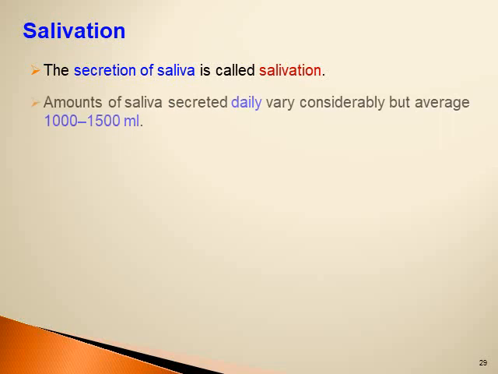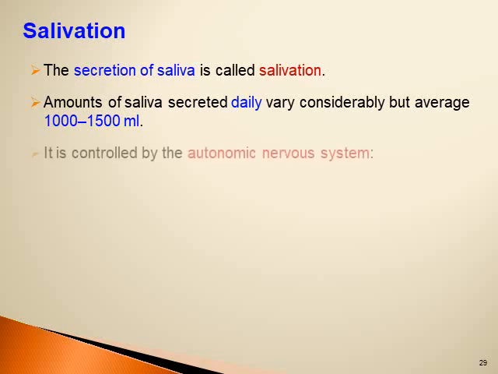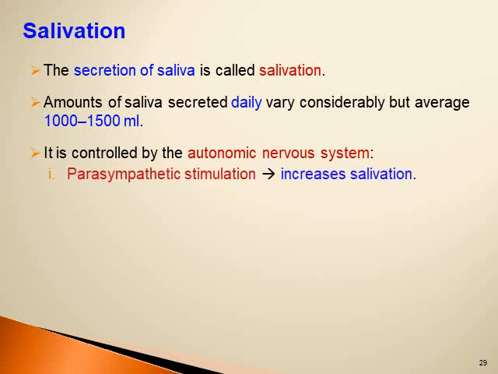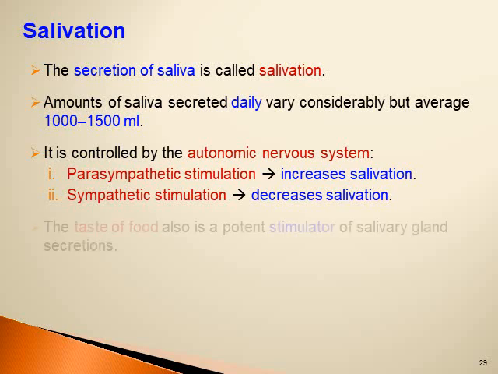Salivation, or the process of saliva production. The secretion of saliva is called salivation. Amounts of saliva secreted daily vary considerably between people, but the average is between 1 to 1.5 liters. Salivation is controlled by the autonomic nervous system. The parasympathetic system is stimulatory, so it will increase salivation. The sympathetic system is inhibitory on the alimentary or digestive system, so it will decrease salivation.